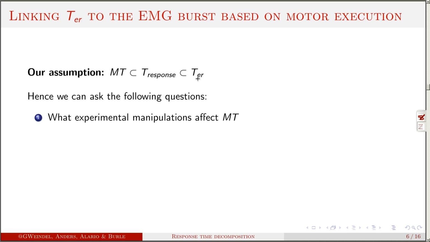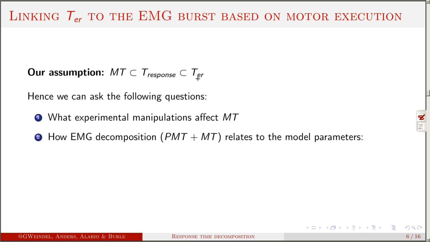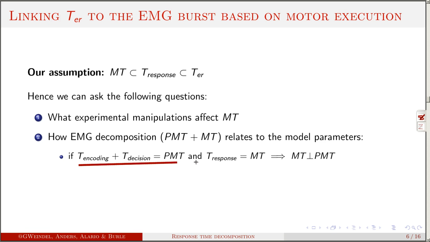Hence, we can ask the following questions. What experimental manipulations affect MT? And then how do EMG decomposition, PMT and MT, relate to the model parameters? With two distinct hypotheses. If PMT and MT capture distinct processes, encoding and deciding in PMT and response in MT, we then expect an independence between both measures. The second hypothesis: if MT is a subset of non-decision time, we then expect that the measure of MT will be proportional to the estimated non-decision time parameter.